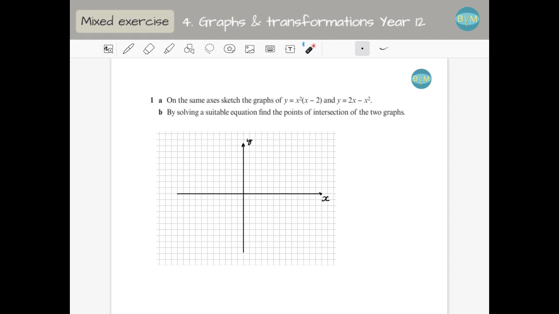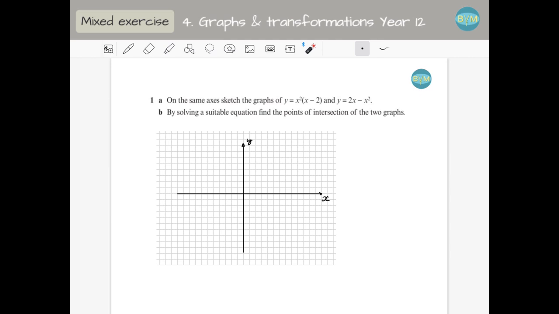Hello, this is question 1 on your mix exercise 4 from year 12. On the same axis, sketch the graphs, this one and this one. This one, when you expand the bracket, is a cubic. This one is a quadratic. So the cubic, remember, has this shape, could be going up or going down.